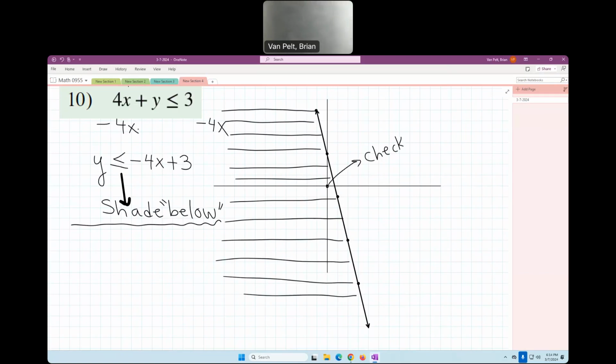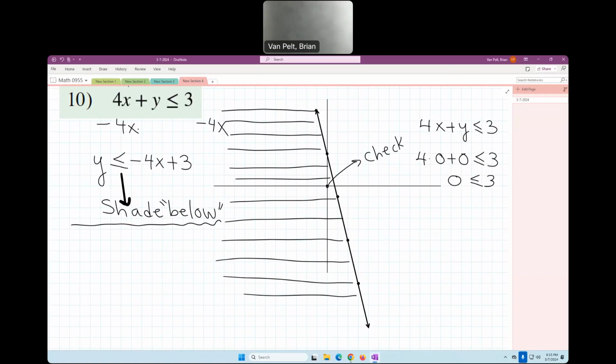All right, so we have the inequality as it was originally given. Now I'm replacing x and y with the point. Is this true? What do you get on this side of it? It's positive 4 over there, so 4 times 0, it wouldn't have mattered what it was. 0 is in fact less than or equal to 3, isn't that true? So I plugged them in and I made sure the inequality was true.